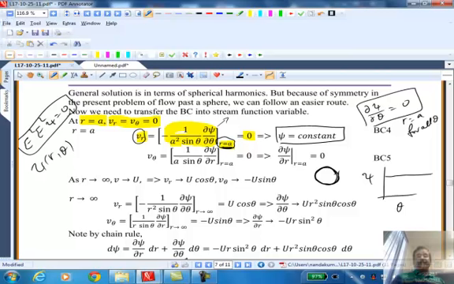Okay? As we do this, you should think, how would this change if I have a fluid sphere? Okay? Any other questions on that?